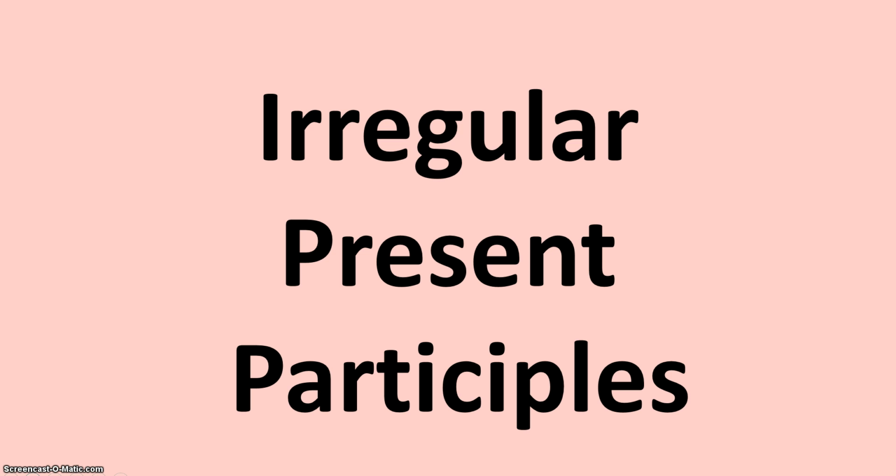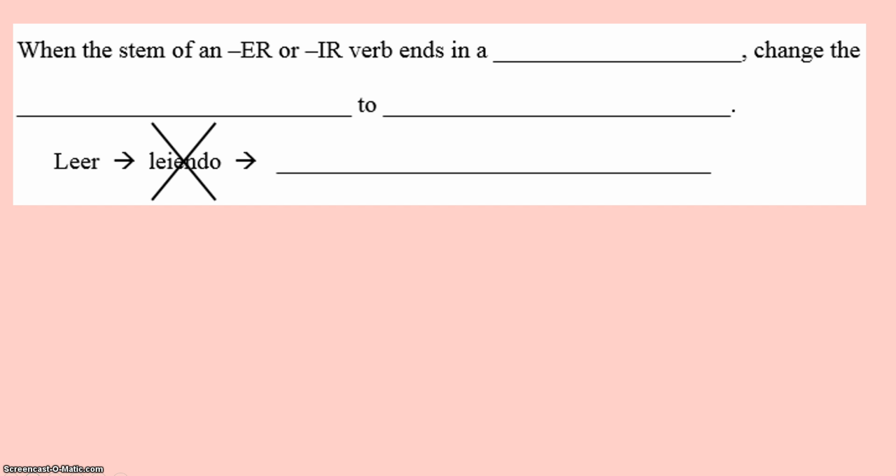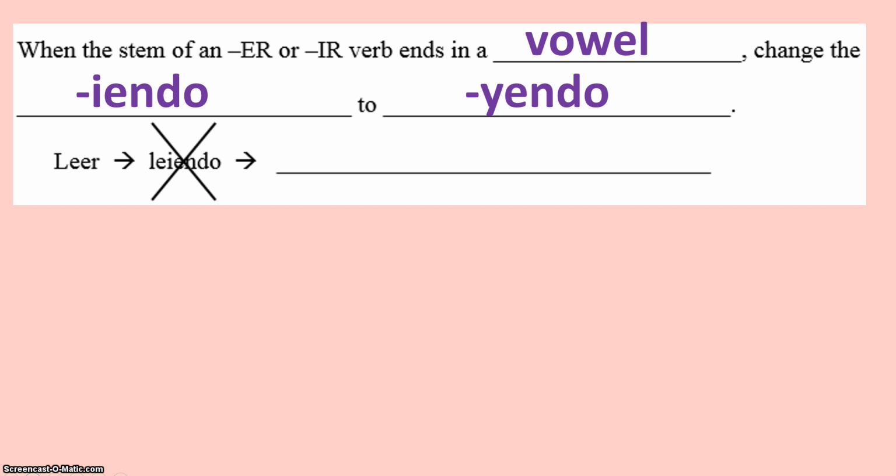We, unfortunately, do have a couple of irregular present participles. The first case is when the stem of an ER or IR verb ends in a vowel. We are going to want to change the iendo to yendo, so that I is going to change to a Y. For example, leer is not going to be leiendo, it's going to be leyendo. Another example, like the verb leer, would be creer, which means to believe.